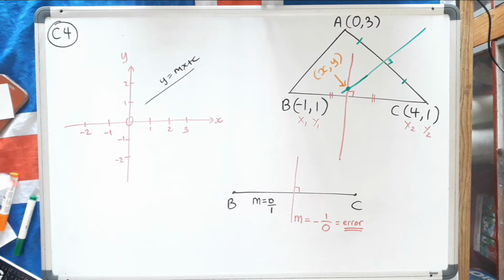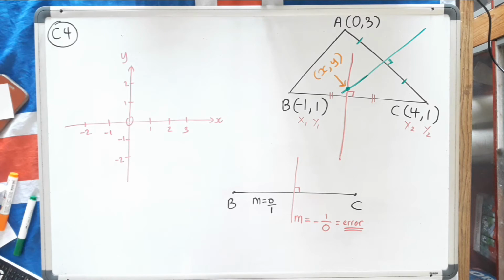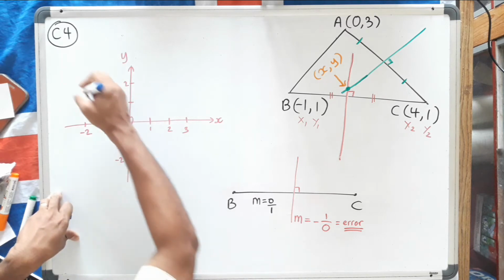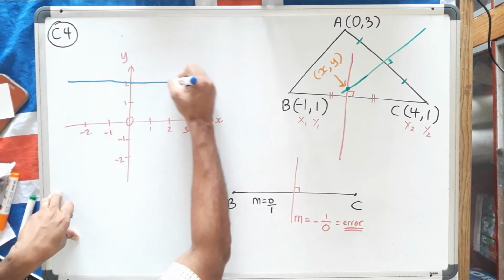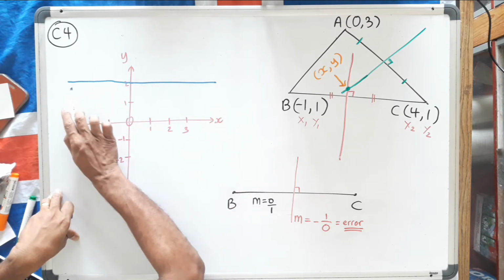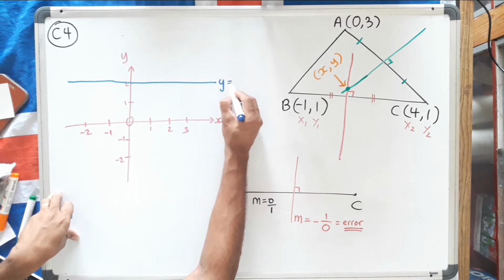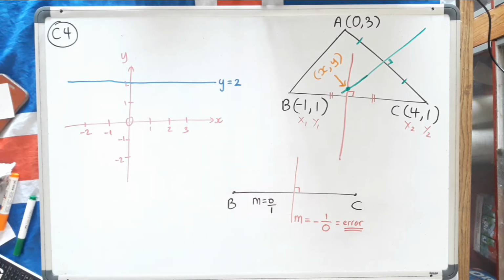C. However, there are some lines where, whenever you are trying to find the equation of it, I would prefer if you do no working for it. The examiner won't even care to see working for it, as far as I know. If I have a perfectly horizontal line going through 2 on the y-axis, you see how this blue line is perfectly horizontal? The equation of this line is y is equal to 2. No working is necessary. Okay?